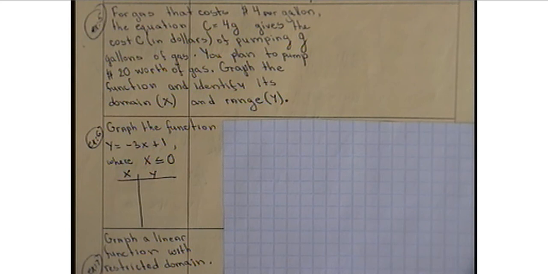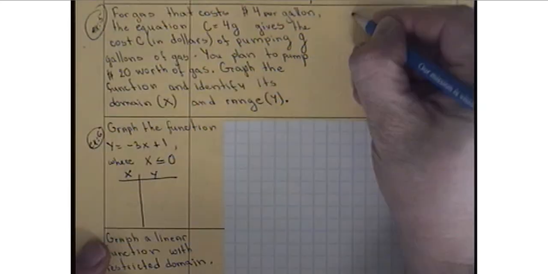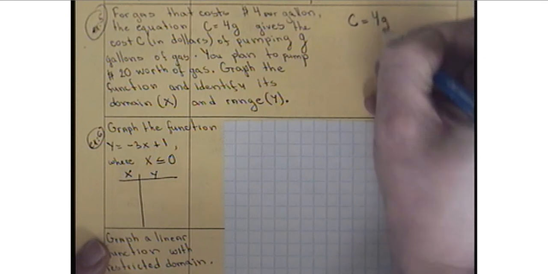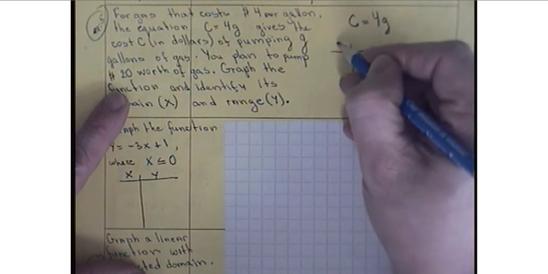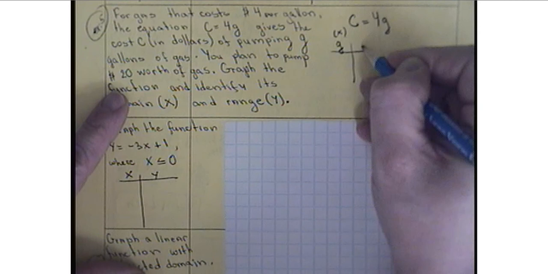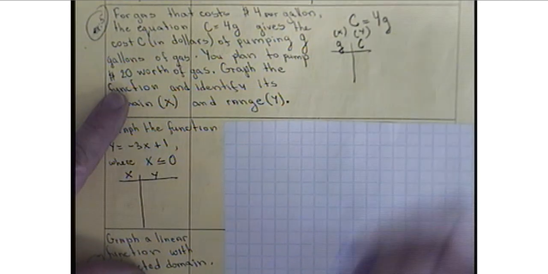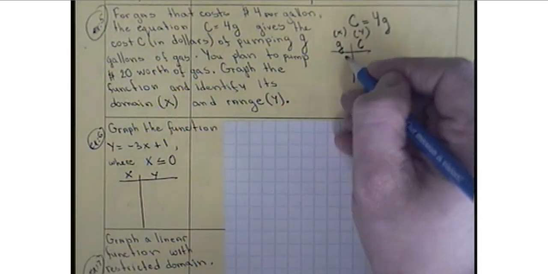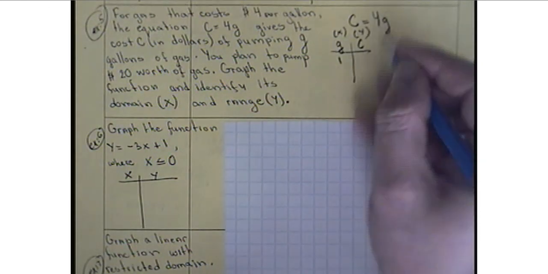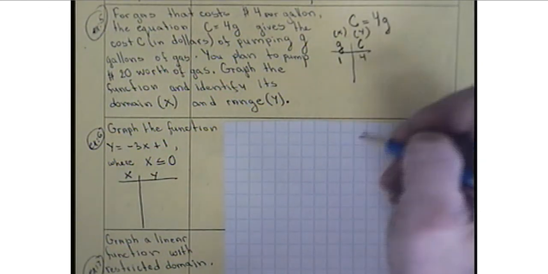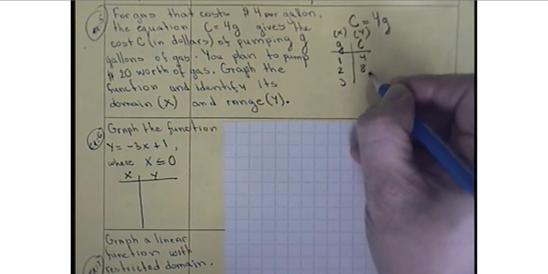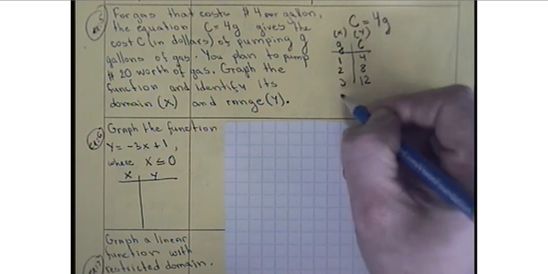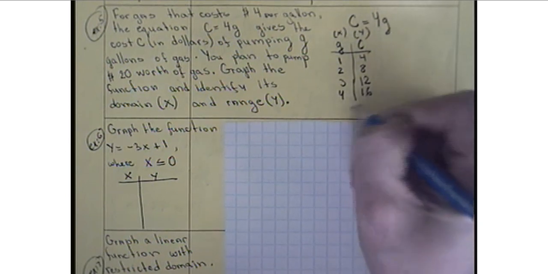So this is the function C equals 4G, and we know that it goes up to $20. Just like x and y, in this case G will be our x and C will be our y. If we have 1 gallon, then the price is $4. If we have 2 gallons, the price will be $8. 3 gallons will give us 3 times 4, 12. 4 gallons will be 16. 5 gallons will be 20.